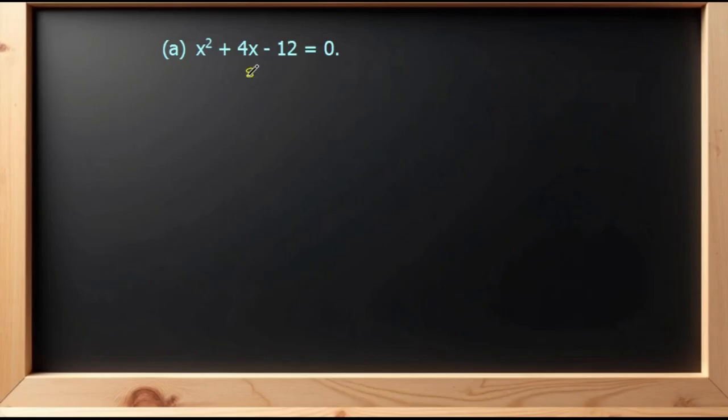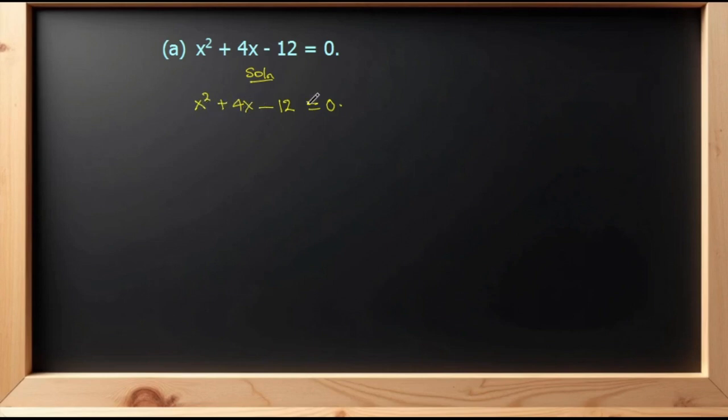So in this question, we have x squared plus 4x minus 12 equals 0. The first step when solving a quadratic equation using the completing the square method is to ensure that the coefficient of the leading term is 1. And for our question here, indeed it is 1, so we are good to go.